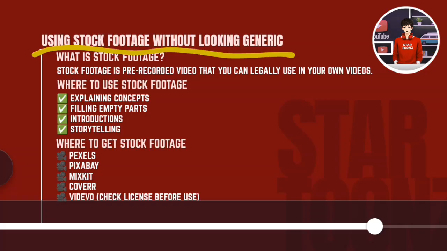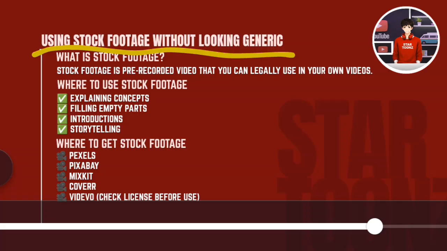But here's the mistake many beginners make. They choose footage only because it looks cool. The clip may be beautiful, but if it doesn't match your voiceover, it confuses the viewer. Imagine saying, "This AI tool saves hours of work," while showing a beach or mountains. The visuals and the message don't match. Professional editors always ask, "Does this visual help explain what I'm saying?" If the answer is yes, use it. If not, find a better clip.